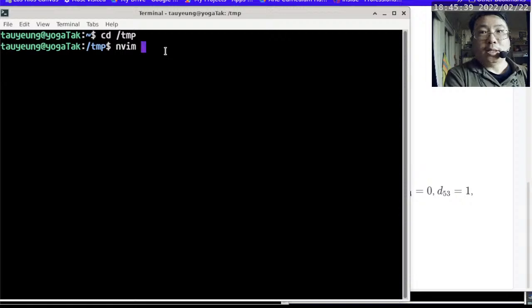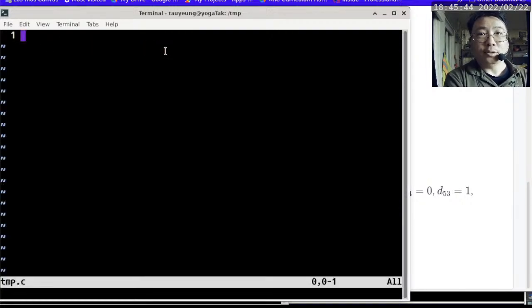Alright, so I'm going to type in a program, and there's no specific name for this, it's just tmp itself. Pound include stdint.h, standard integer.h.